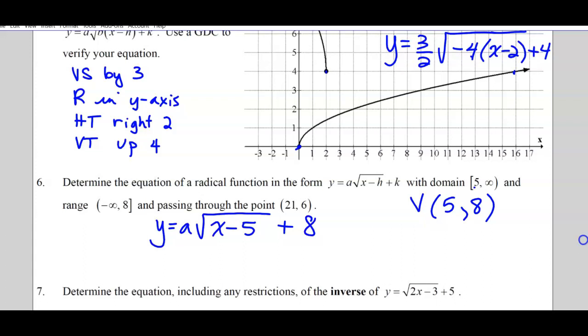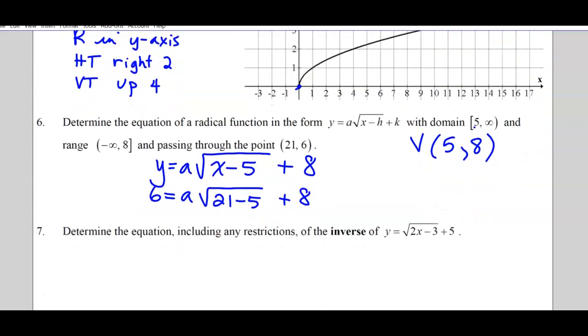Basically, it's very similar to your parabola questions back from Math 20. You would find your equation of a parabola given the domain and range, or given the vertex. Basically, we're given the vertex, we're given another point, so now you put 6 in for y, 21 in for x, and solve for a. So it's very, very similar to working with a parabola and finding a value.